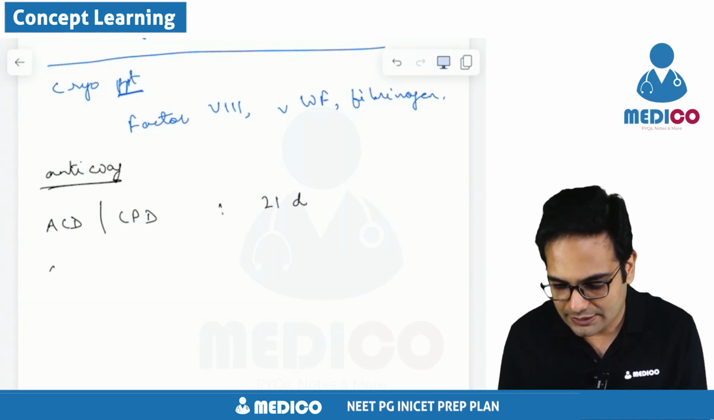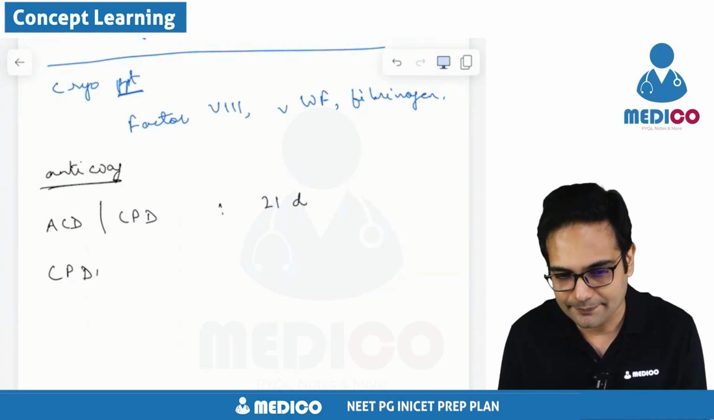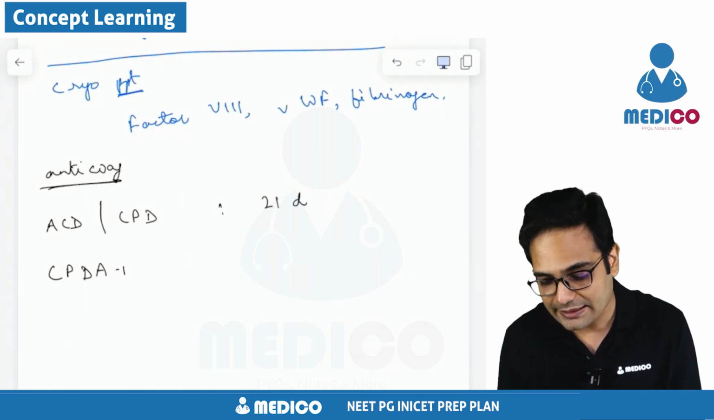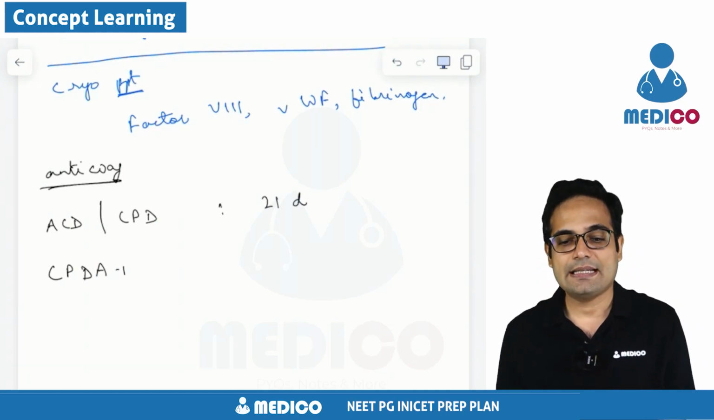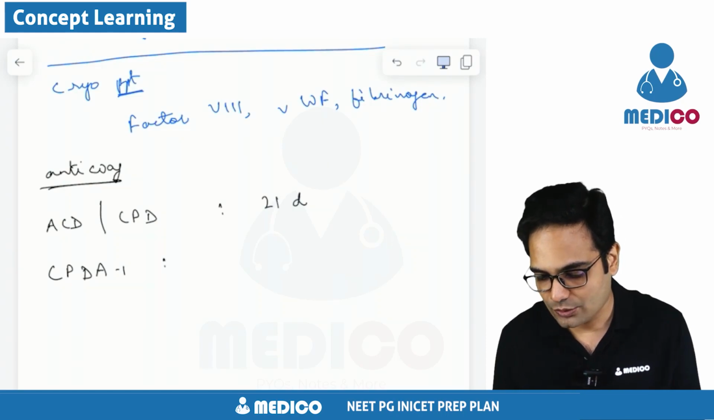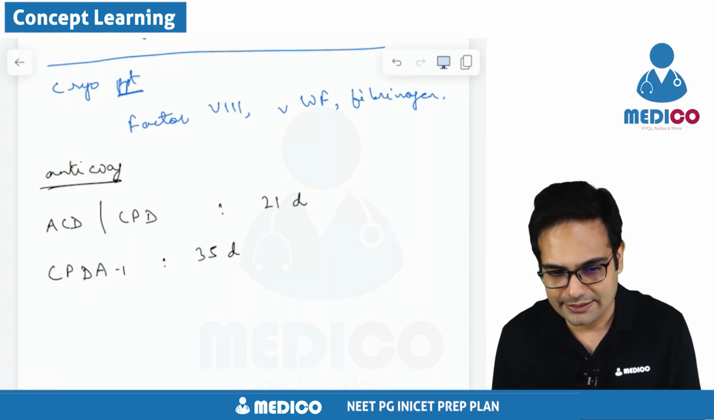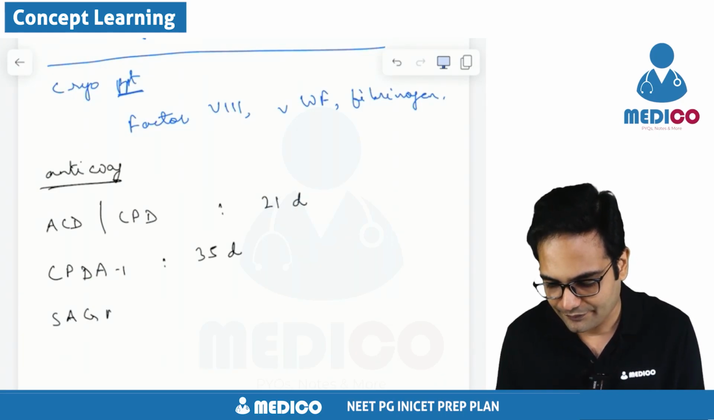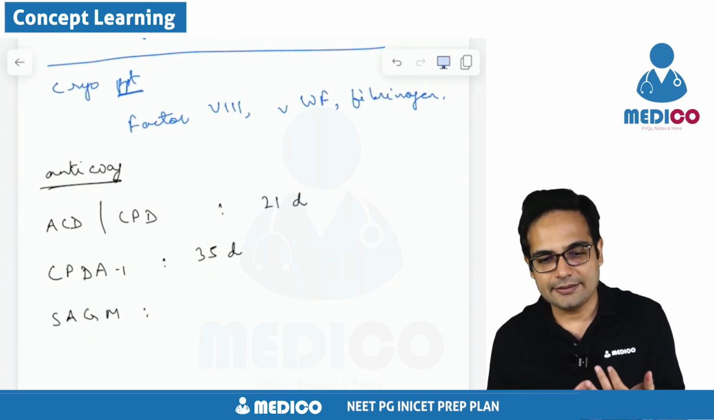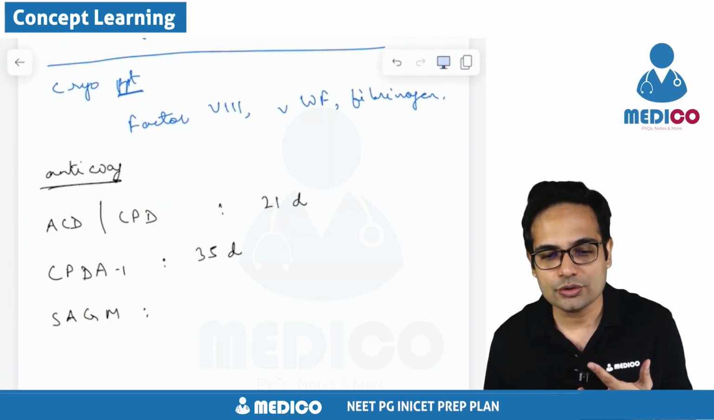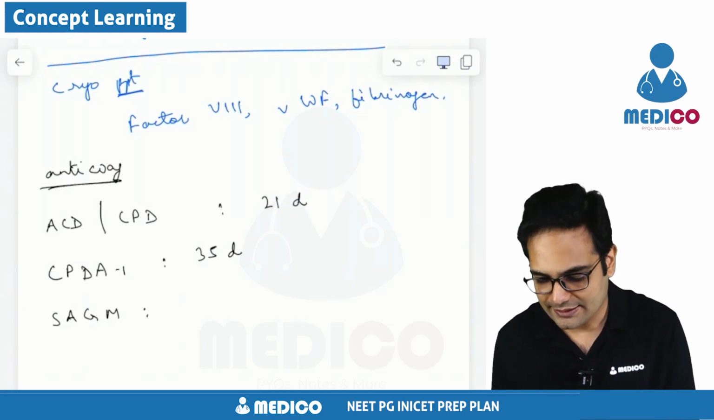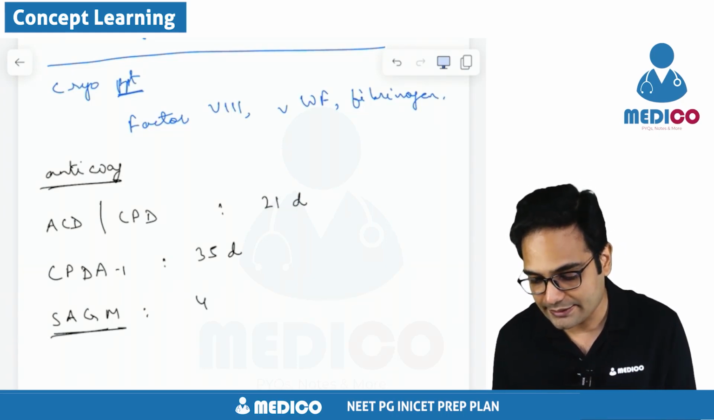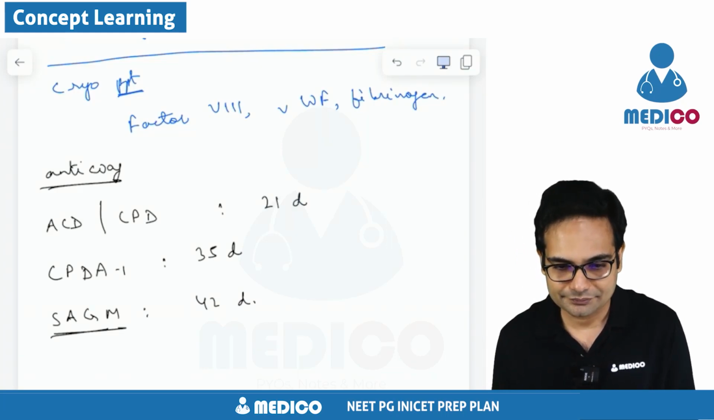Then there is something called CPDA. This is citrate phosphate dextrose adenine. This you can store the blood for 35 days. Then you have something called SAGM. This contains saline, that is normal saline, adenine, glucose, and mannitol. This is the best because you can store the blood highest for 42 days.